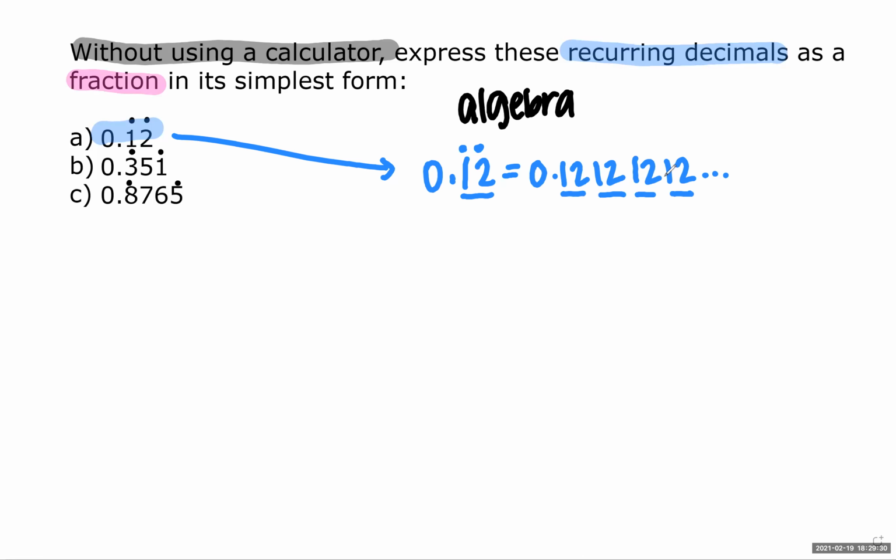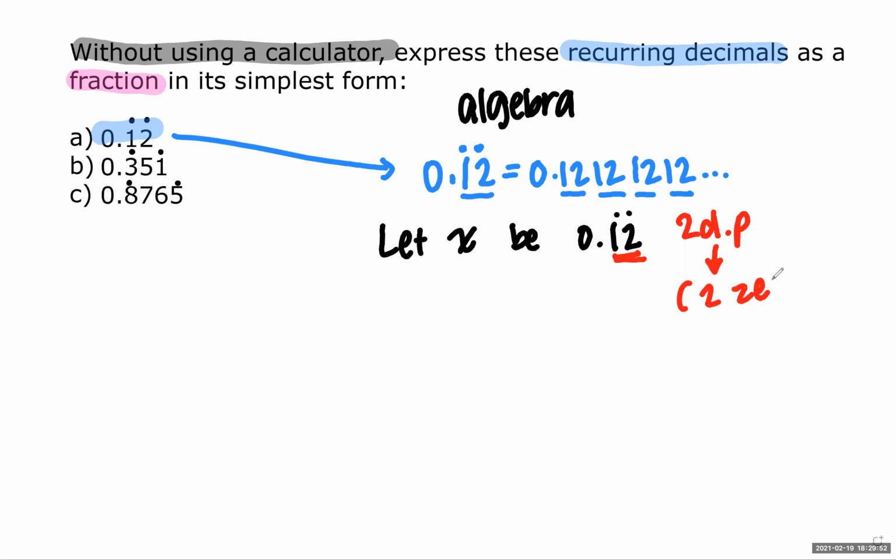So how are we going to use algebra to help us solve this? The very first trick is I'll let x be 0.12 with the recurring decimal. There's a little trick you can do. Can you see this is actually 2 decimal places? So 2 decimal places is indirectly telling you that you need to have 2 zeros. Now, what do I mean by 2 zeros? Right now, instead of x, because I know that 1x is equal to 0.12, I'm going to find 100x.